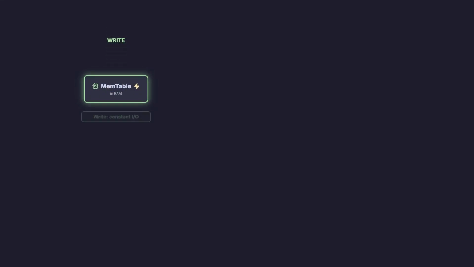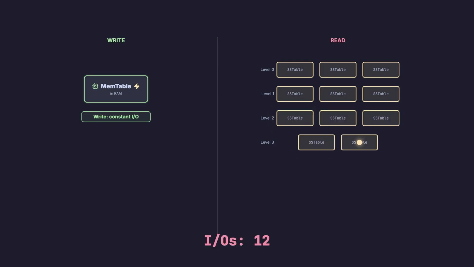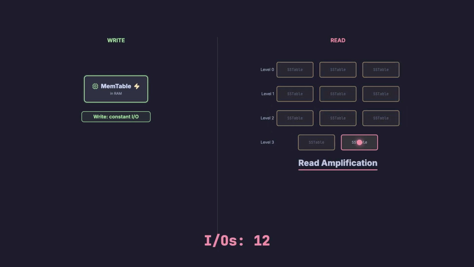LSM-Trees are the darling of write-heavy systems. RocksDB, Cassandra, LevelDB, they all promise blazing fast writes. But there's a brutal hidden cost. The same design that makes writes so fast inherently wrecks your reads. Today, we're going to dissect exactly why and what you can do about it.